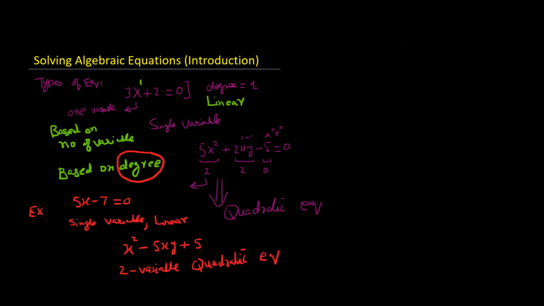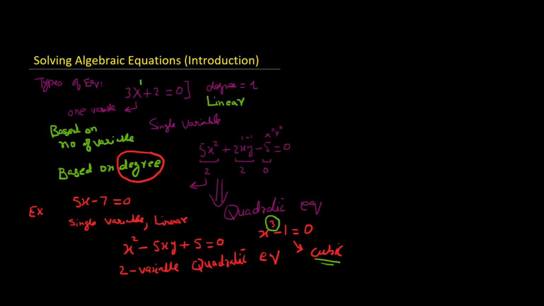And we also have a name for equations in which the maximum exponent is 3. This should be equal to 0 because we are talking about equations, not polynomials. So x cube minus 1 equals 0. This is a cubic equation. So cubic equations are those equations in which the maximum exponent is 3.